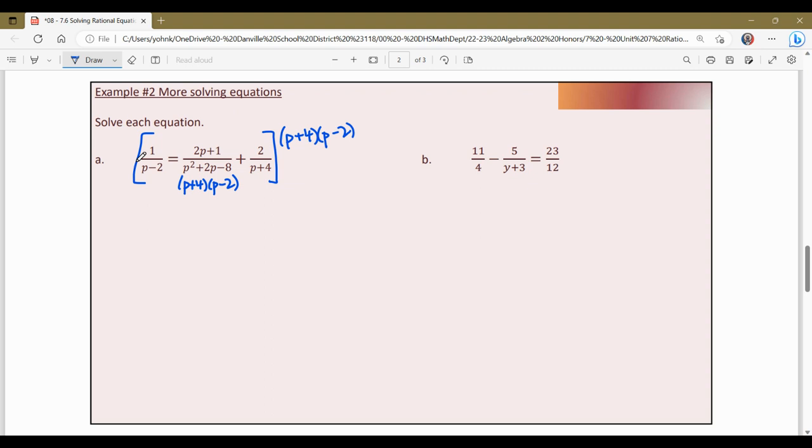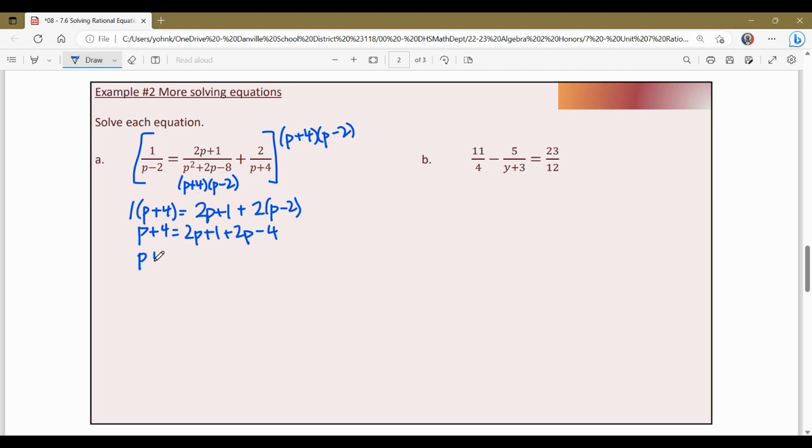So when I multiply my first fraction by the LCD, the p minus 2s are going to go away, and I have 1 times p plus 4. Don't really need the 1 there, but it's kind of habit. Then the p plus 4s go away, the p minus 2s go away, and I have 2p plus 1. Plus, I got the 2. The p plus 4s are going to cancel, and I'll have a p minus 2 left over. So now let's distribute. We get p plus 4 equals 2p plus 1 plus 2p minus 4.